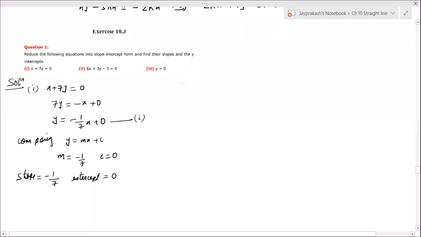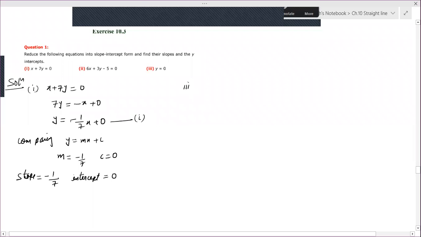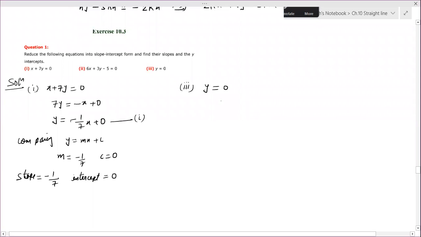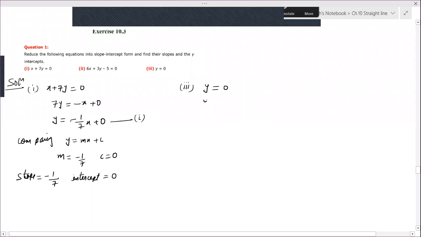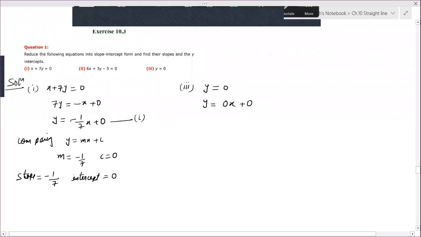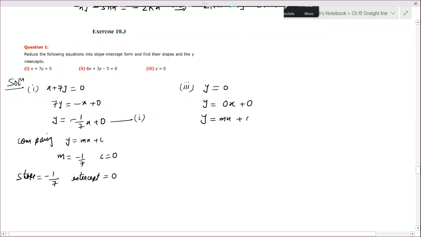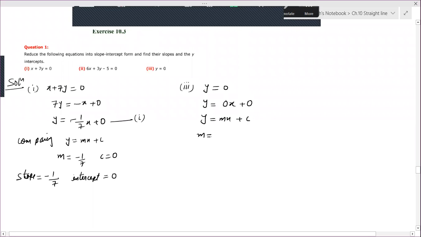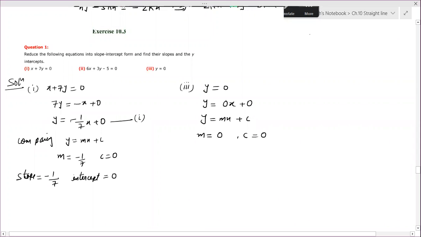In the third one, we are given directly y equals 0. Now for y equals 0, we need the variable x. So we can write here 0x plus 0. Now compare with y equals mx plus c. So here the slope m is 0 and the intercept c is also 0.